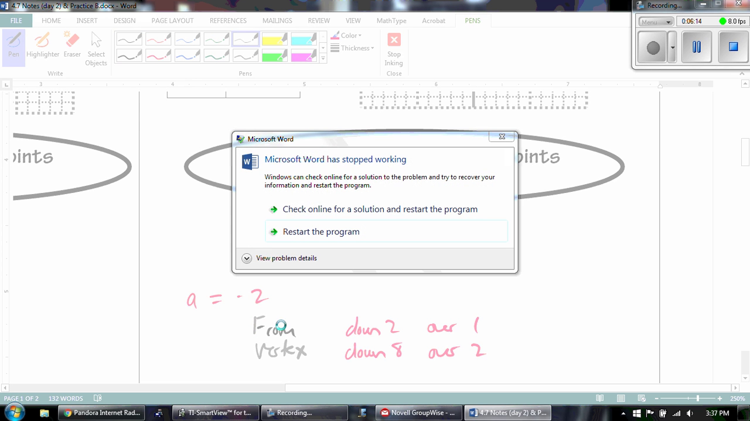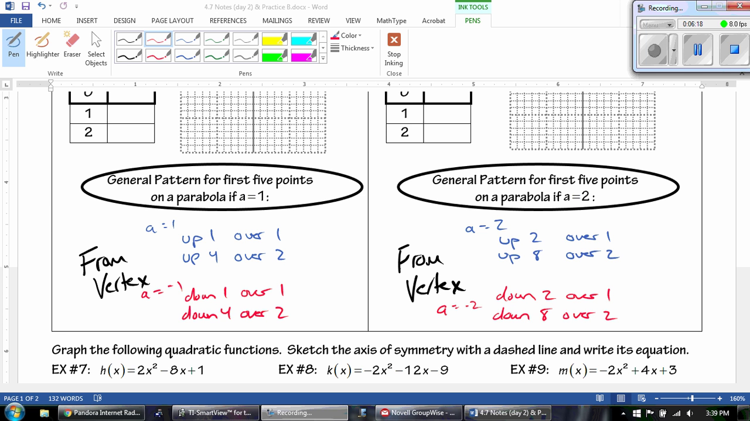Sorry. I want to make sure. Oh, come on. Okay, so from the vertex, if it's negative, we would go down 2 over 1 or down 8 over 2.